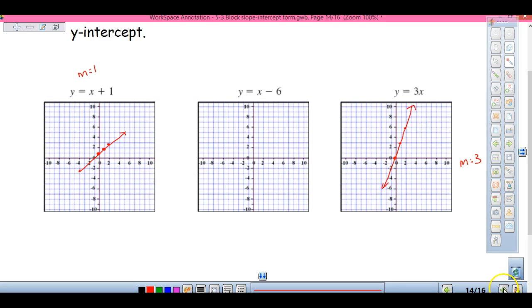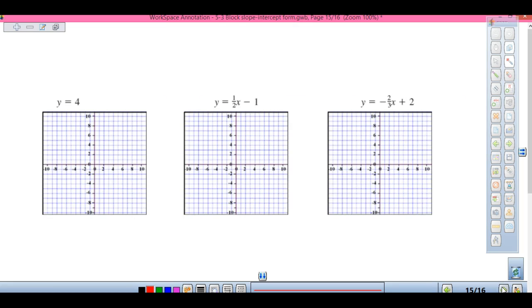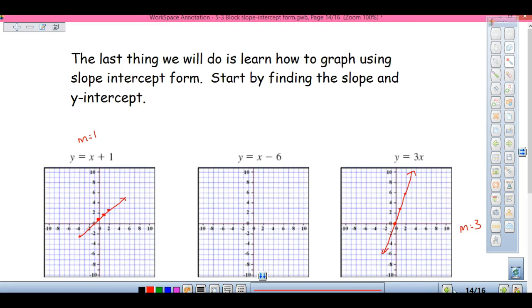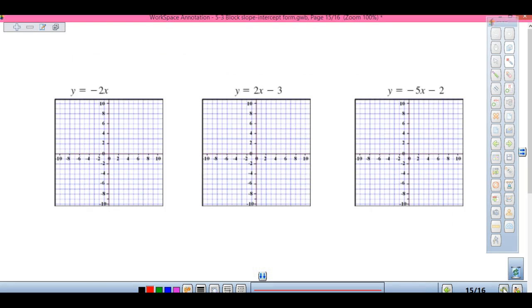Okay, one more and then I'll let you work. Let's change this one right here, the middle one, to 2x plus y equals 3. Change it to 2x plus y equals 3.